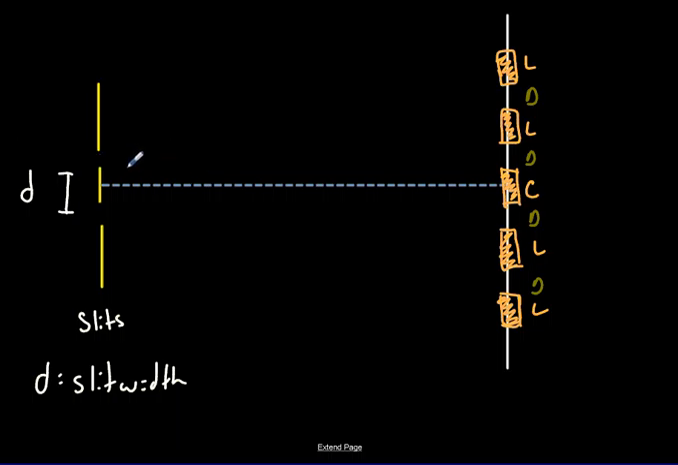Young used a source of coherent light. I think he actually used sunlight, and he started with a single slit onto a double slit, probably through a filter, just to make sure the wavelengths were the same.